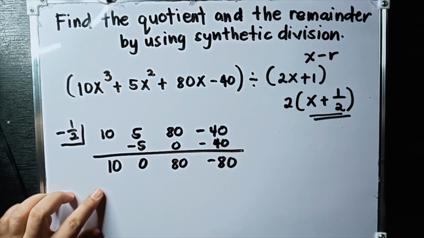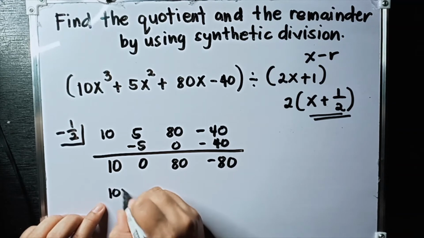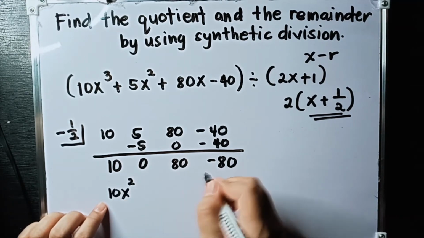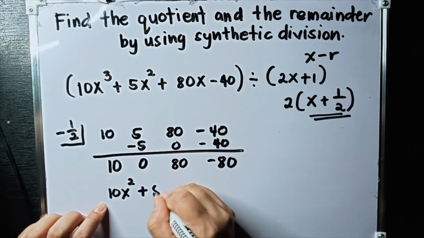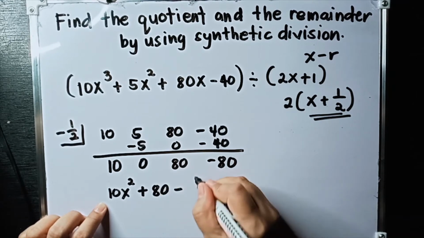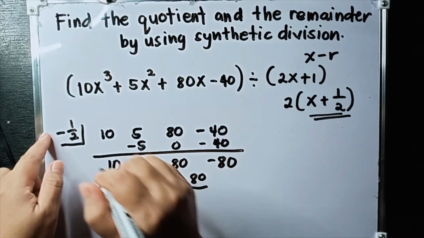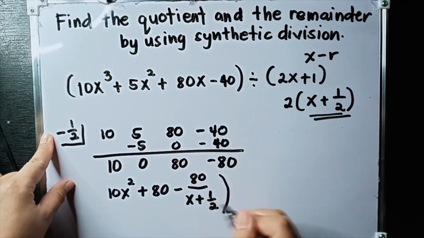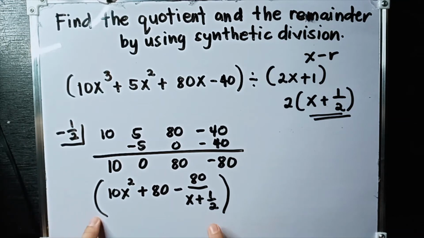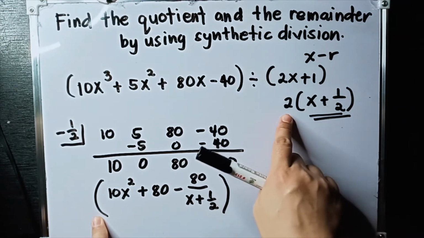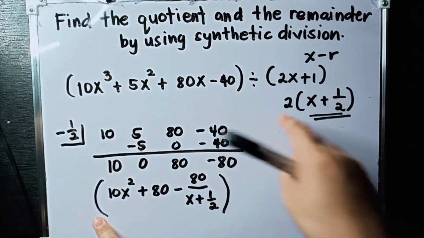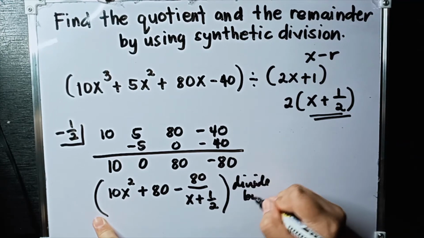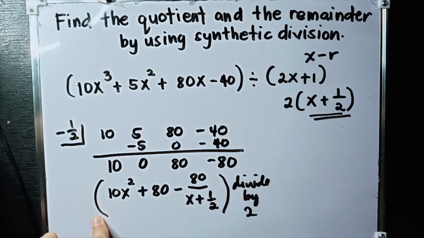So it means that this one is 10x squared. We don't have 0x, so we omit that. We have plus 80 as our constant, minus 80 divided by the divisor, which is x plus 1 half. But we have to take note that the result would have to be divided by 2. So what would be the result?